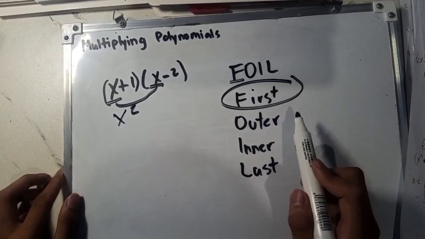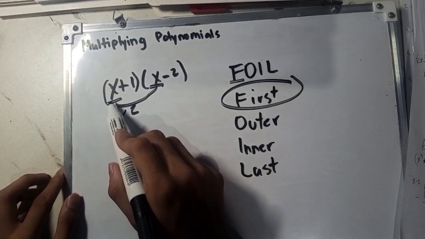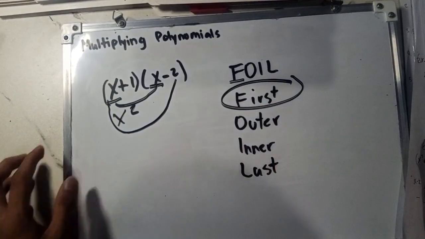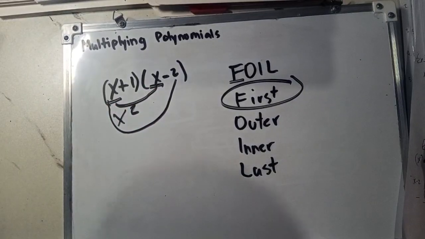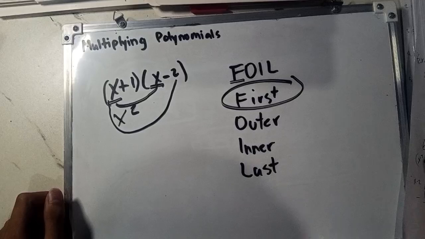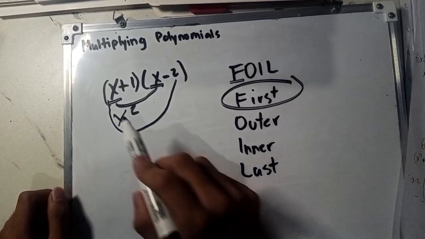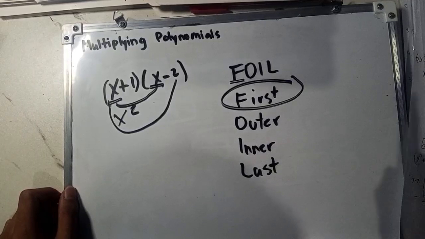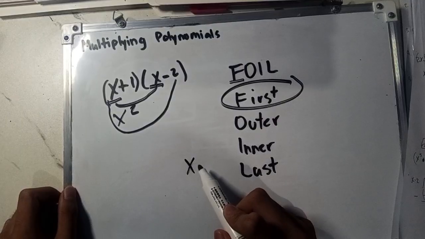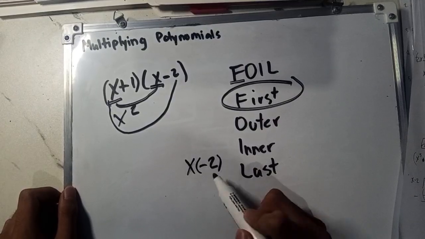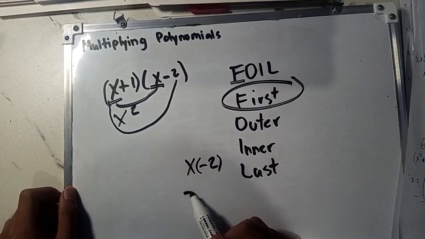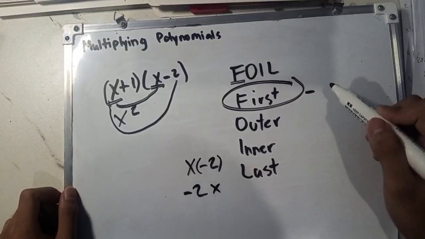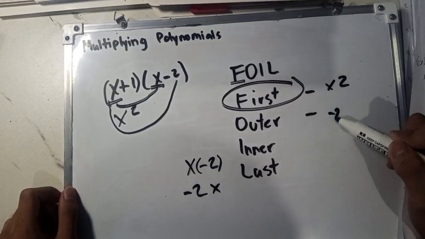Now we have outer. Outer pertains to the 2 outer parts of the 2 polynomials. So that is x and negative 2. So x times negative 2 is negative 2x. Okay, so this is x squared, this is negative 2x.